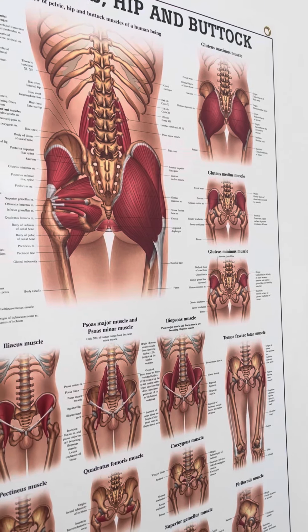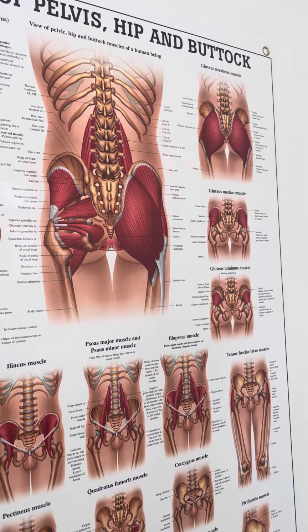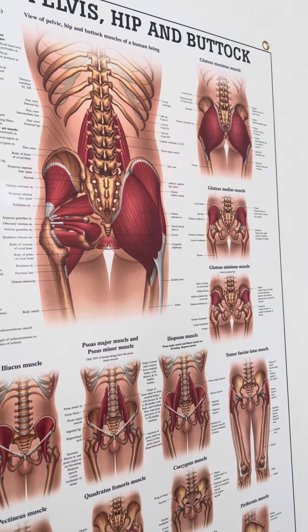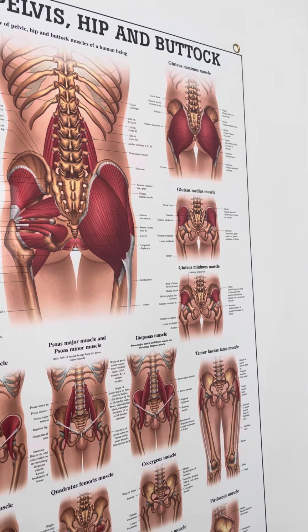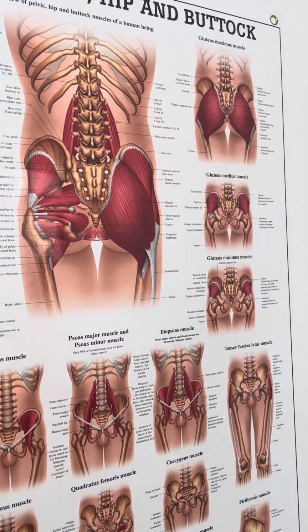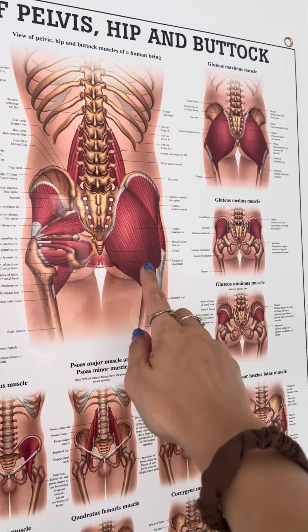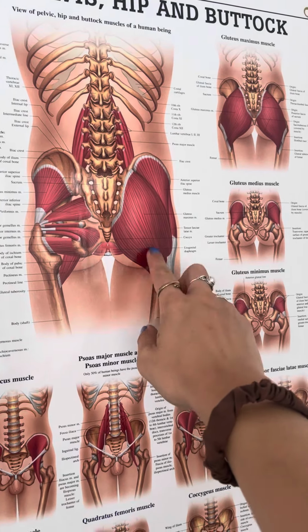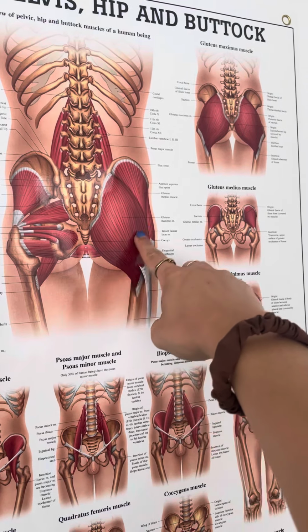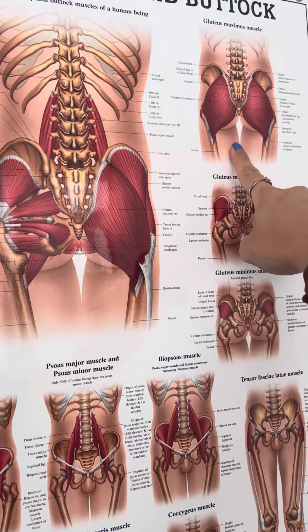So next, I want to go over the muscles of the posterior hip. So we're going to be going over the glutes today. Most people are the most familiar with this muscle right here. This is called your glute max. So that's that big booty muscle in the back. You can see it right here isolated.